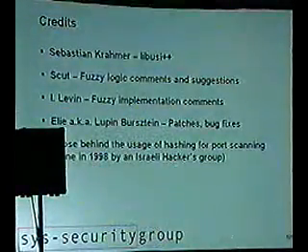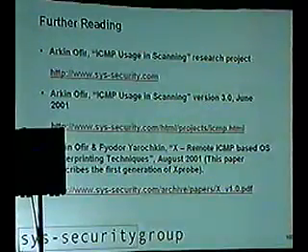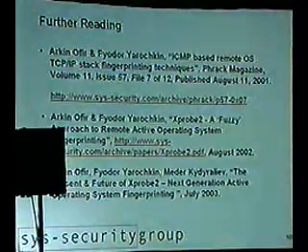I'd like to credit the following people that helped us develop several things for the tool. You can get further reading from my website, and if someone has any kind of question I can answer, then that's the time.